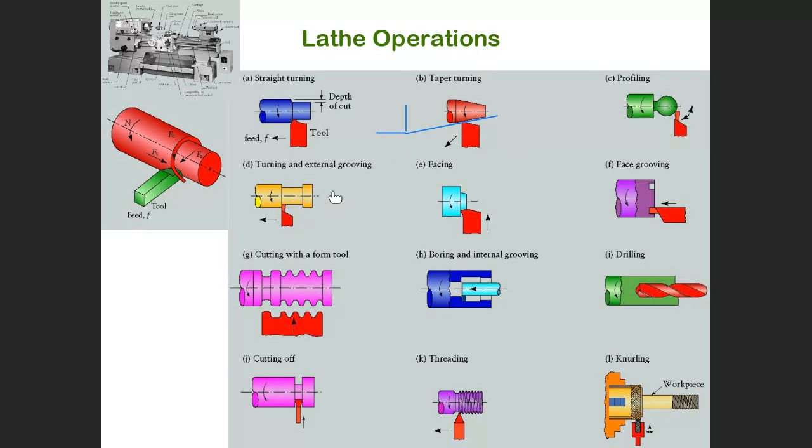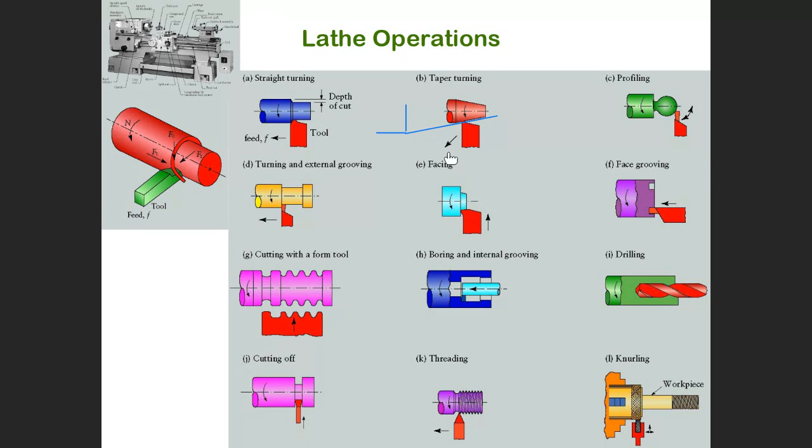This one we call the external groove. External groove is very similar to straight cutting or straight turning. The tool initially penetrates to get the depth and then moves in this direction to obtain the groove. Groove means we make a groove on the surface.